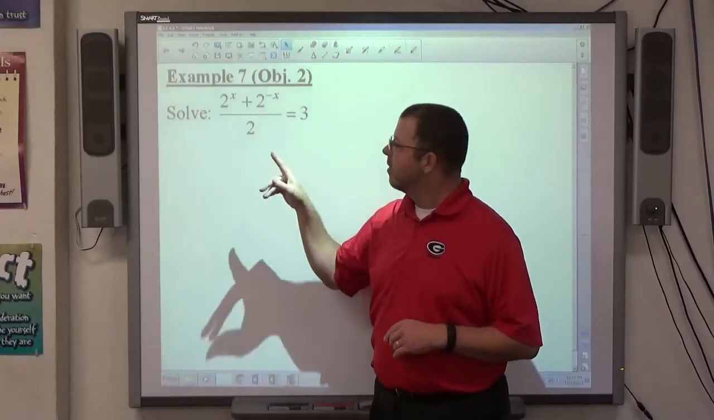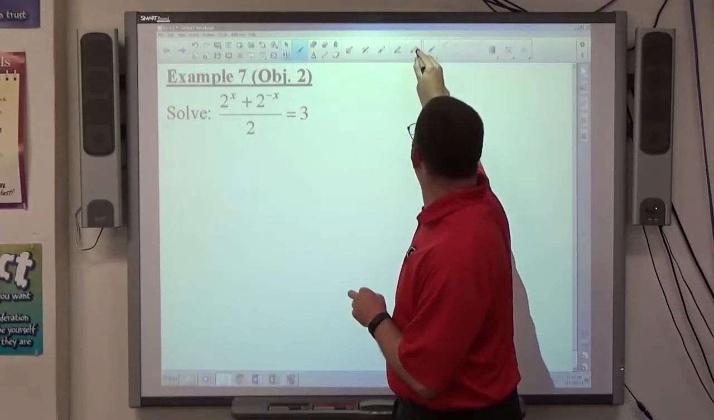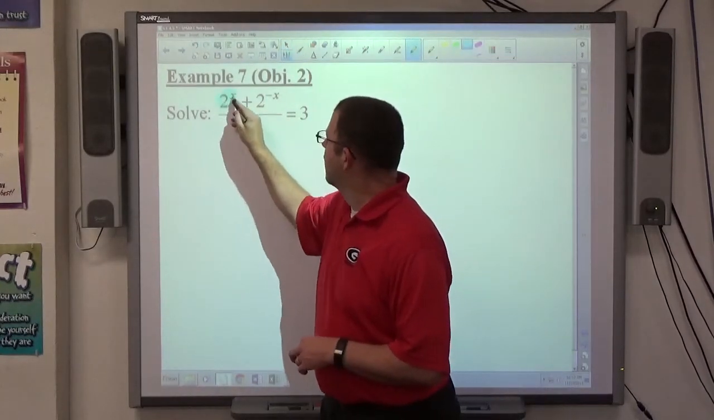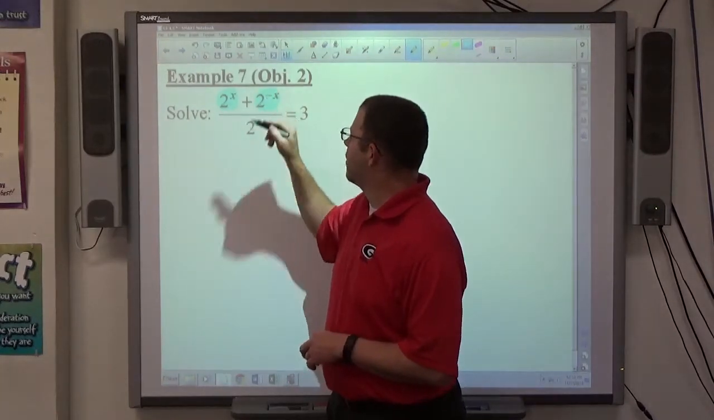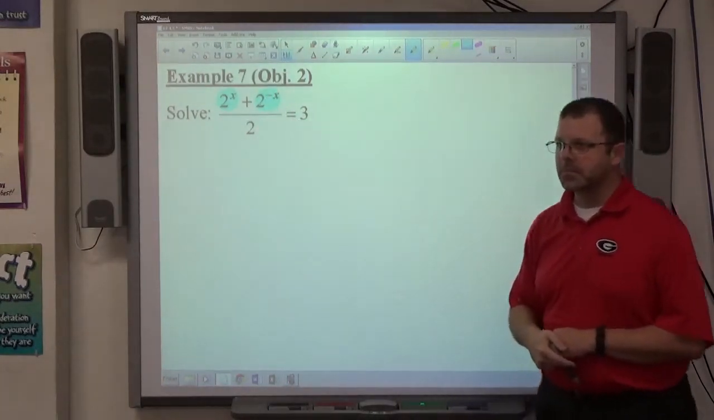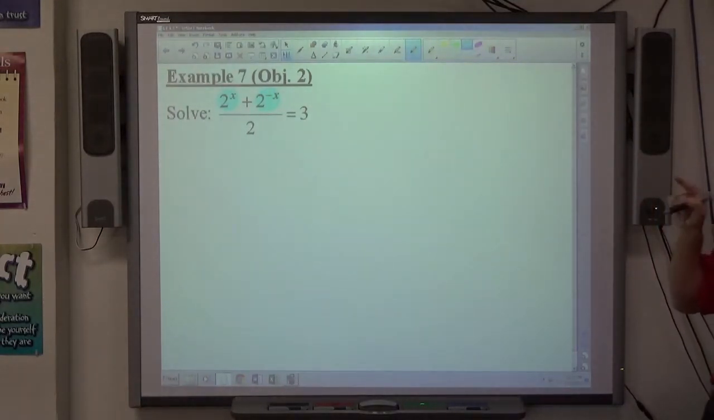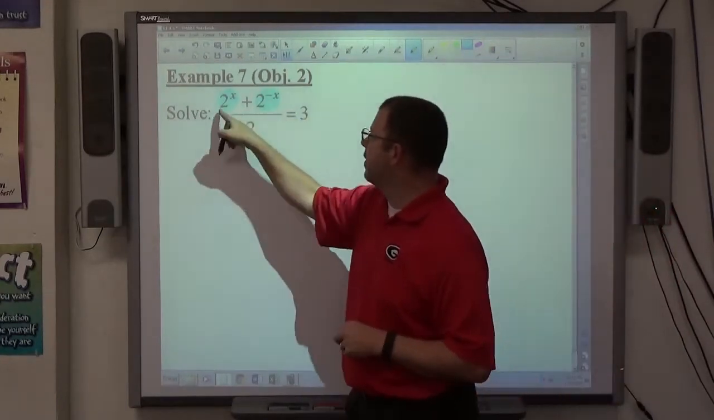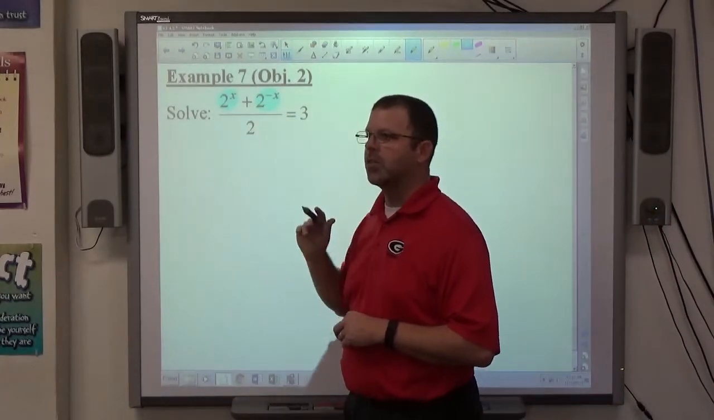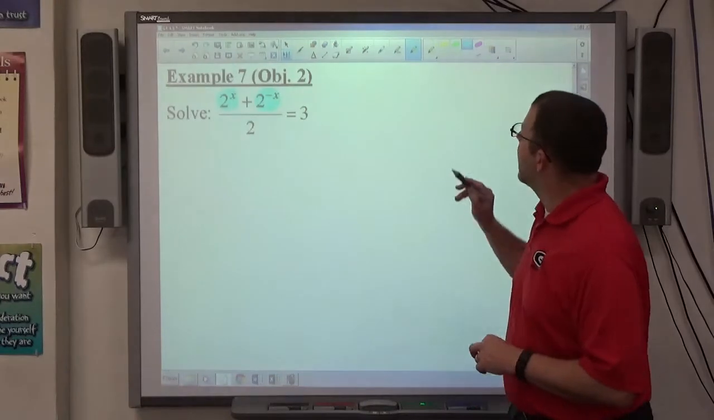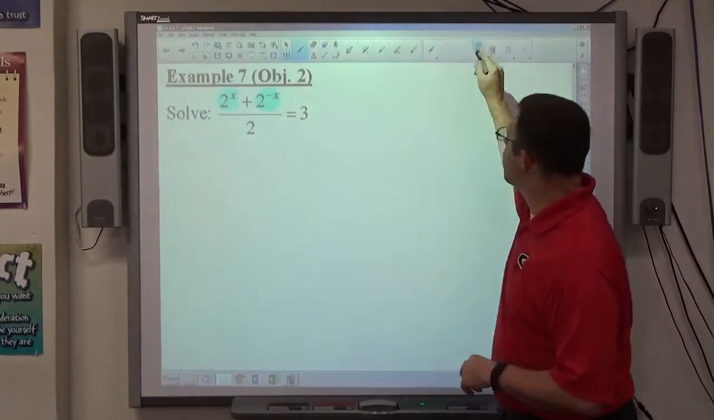It doesn't matter. The key to the fact that it's this kind of problem is that we have some number to a power and the exact same number to the opposite power. The fact that the 2 on the bottom matches the 2, it could be a 17 on the bottom. It doesn't matter, as long as those are both the same number. If this was 5 to the x plus 5 to the negative x over 2, it'd work the same way.